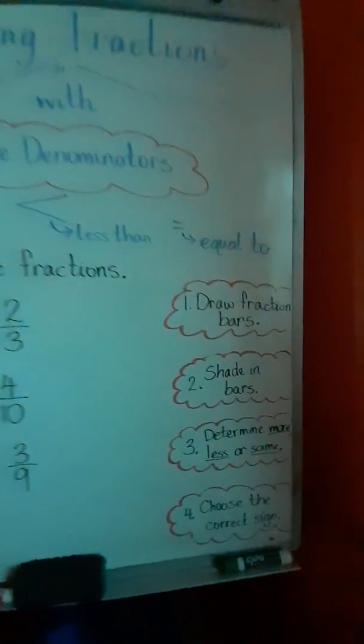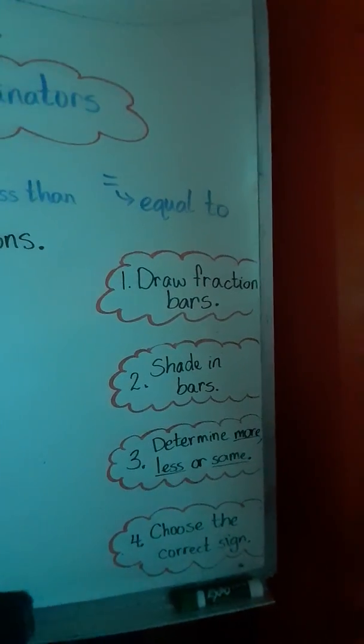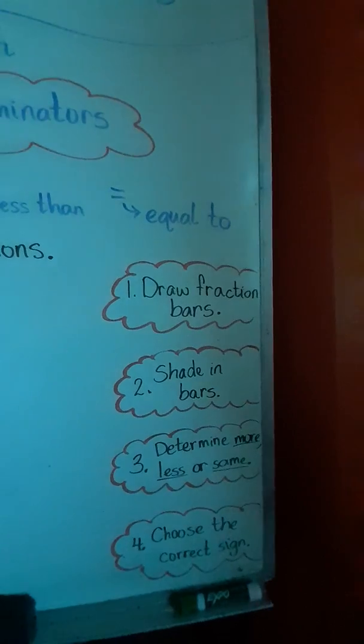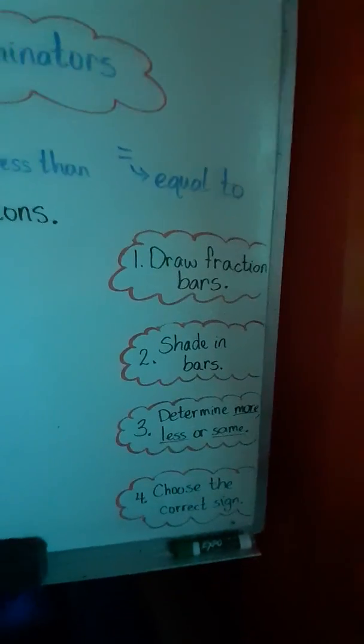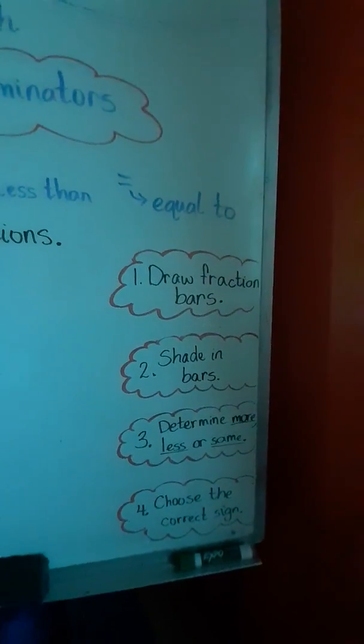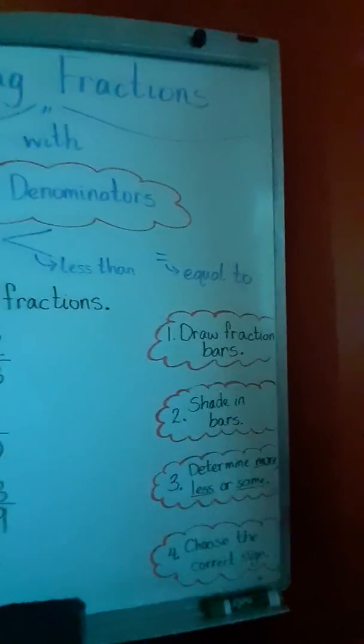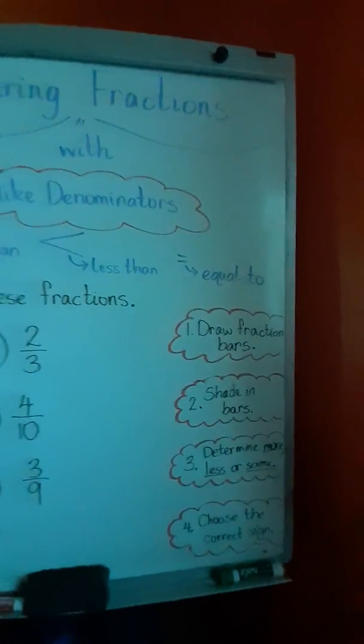On the side of the board, I have 4 steps. Step 1, draw fraction bars. Step 2, shade in bars. Step 3, determine more, less, or same. Step 4, choose the correct sign.